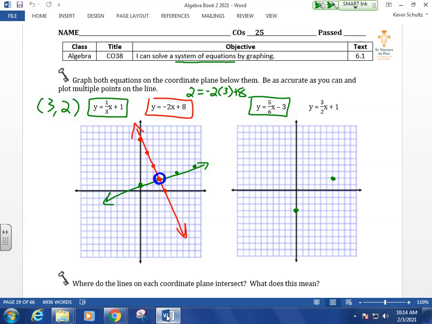If I go down 5, 1, 2, 3, 4, 5 down, 1, 2, 3, 4, 5, 6 over, I can get a third point. Why that works is because the slope of positive 5 over positive 6 is the same as negative 5 over negative 6. Because a negative divided by a negative is a positive, right? So going up 5, right 6 is the same line as going down 5 and left 6.